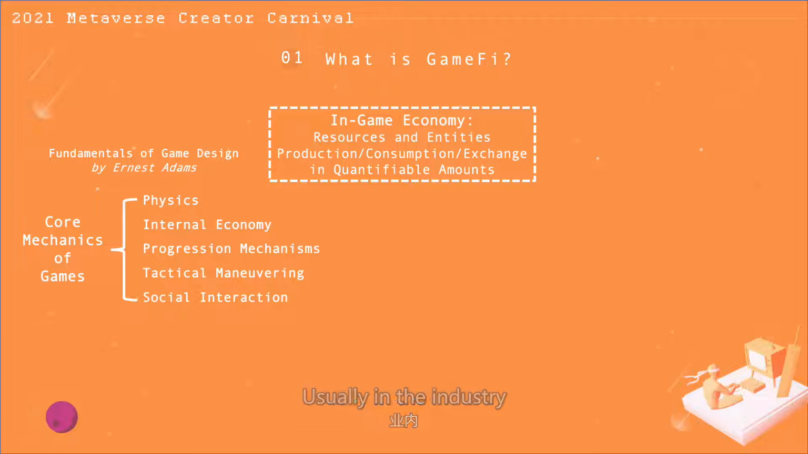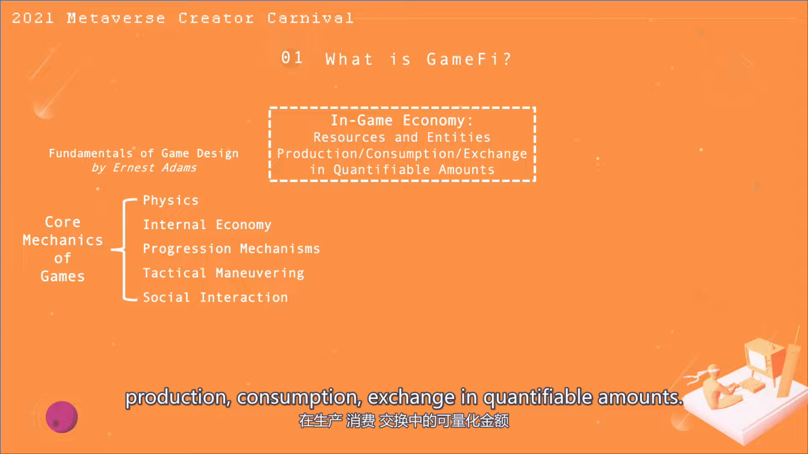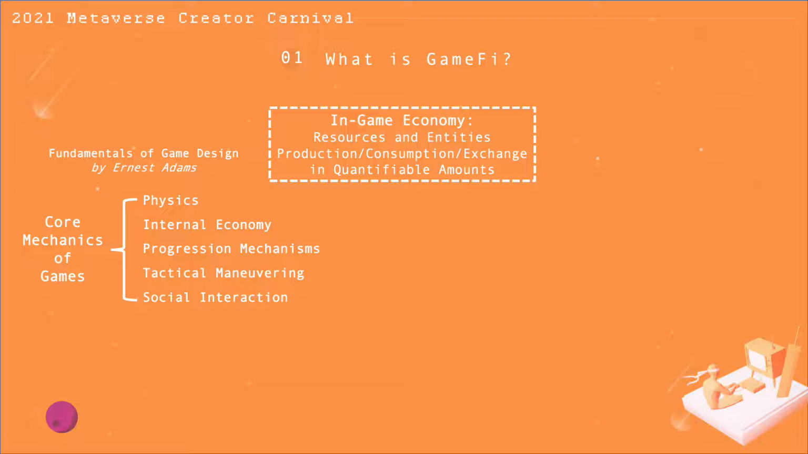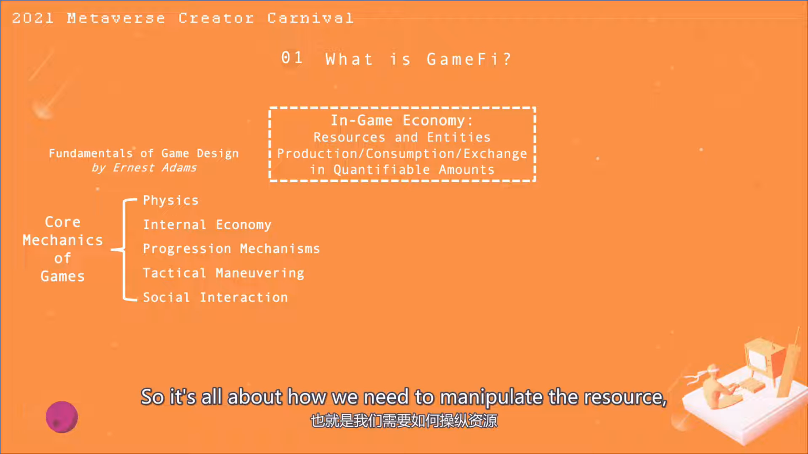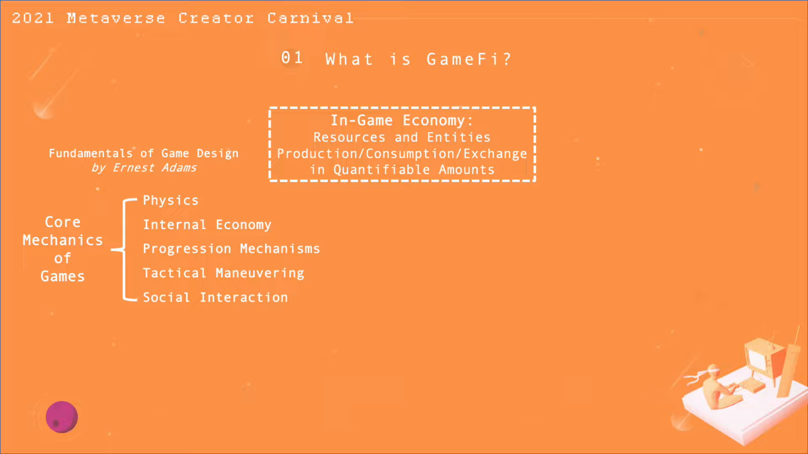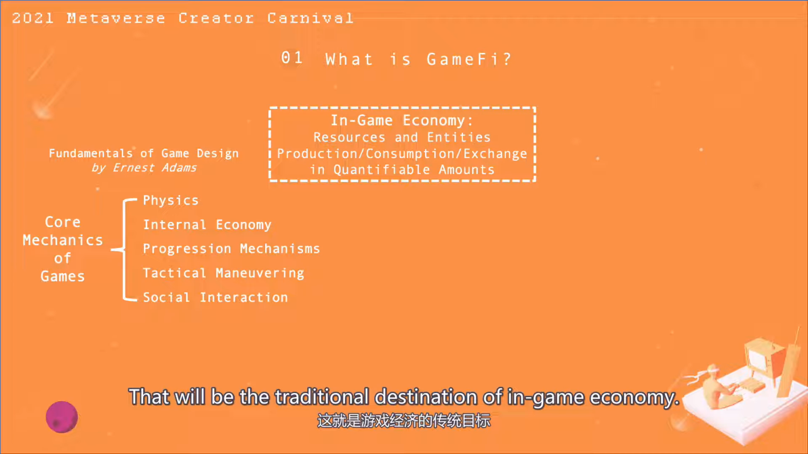Usually, in the industry, we say it is in-game economy. So what is in-game economy? It's regarding the resource and entity production, consumption, and exchange in quantifiable amounts. So it's all about how we manipulate the resource, how to create the resource, how we remove the resource, how we exchange the resource. That will be the traditional definition of in-game economy.